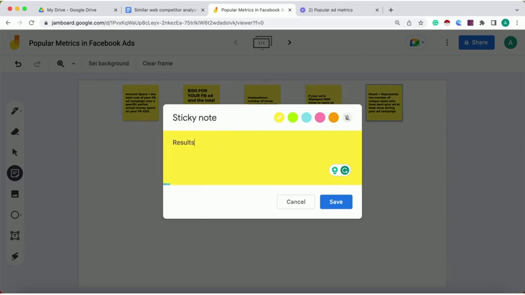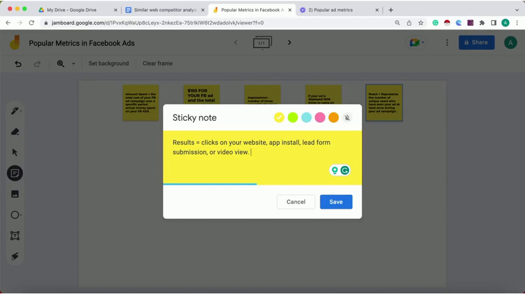Next we have results. As you can understand from this word, results are the specific actions you want users to take as a result of your ad. These actions can vary based on your campaign objective. It can be clicks on your website, an app install, a lead form submission, or a video view. These are the kind of specific actions you want users to take as a result of your ad. Now suppose your campaign objective is to get people to sign up for a webinar.